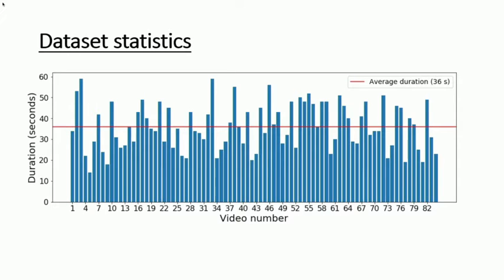Now I shall discuss some statistics of the dataset that we created. In this plot, you see a bar chart where the duration of each video is shown. As you can see, the longest videos that we have in this dataset are somewhere between 50 to 60 seconds, and the average duration of a video in this dataset is basically 36 seconds.